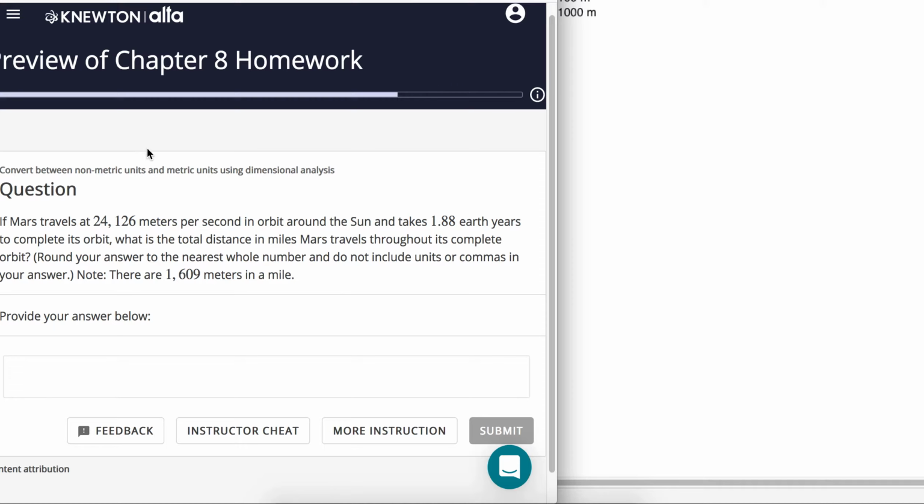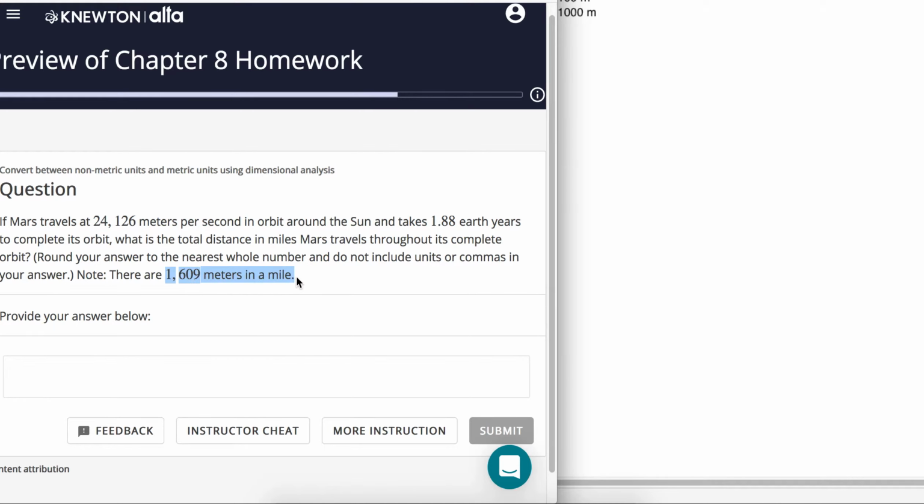So what we could do is what we did in the last problem: convert 24,126 meters per second into, they want miles, okay? So we can convert that from meters per second to miles per year. And then you just have to multiply that by 1.88 Earth years, because that's how long it takes for the orbit. And multiplying those two will tell you how long the orbit is.